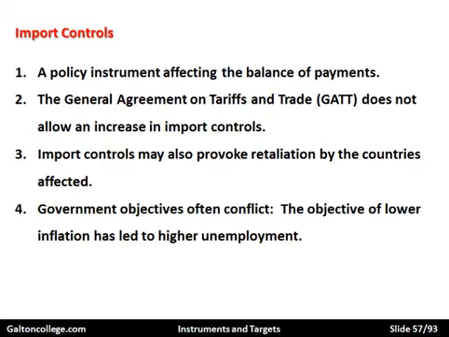Government objectives often conflict. The objective of lower inflation has led to higher unemployment. Now, sometimes it's the case that, let's say, there's lower inflation in a country, there should be more exports. But that may not manifest itself if what we talked about earlier in terms of the Marshall-Lerner condition is not met. So sometimes we have conflicting objectives in macroeconomics.